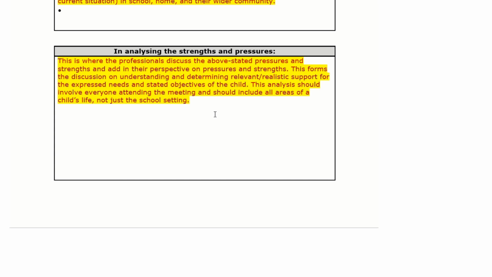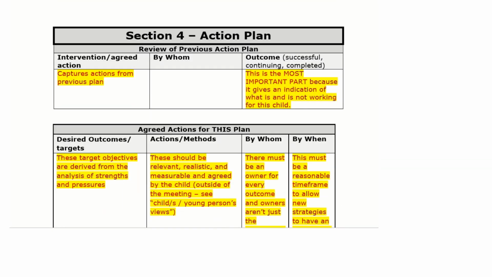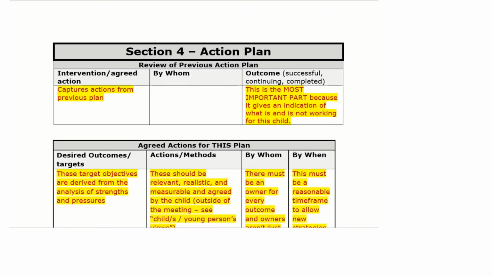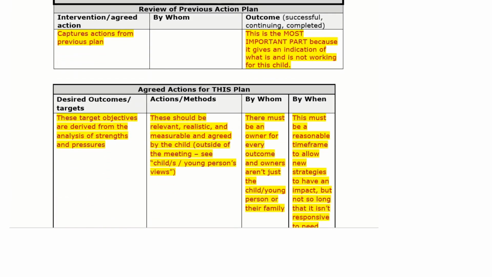The analysis should involve everyone attending the meeting and should include all areas of the child's life, not just the school setting. So everyone is involved in this, in discussing how we analyse these, how we move forward, how we support, how we remove the pressures, how we promote the strengths and continue to work with those in finding our way forward. And in discussing all of these, there should be an action plan. So there'll be an old plan.